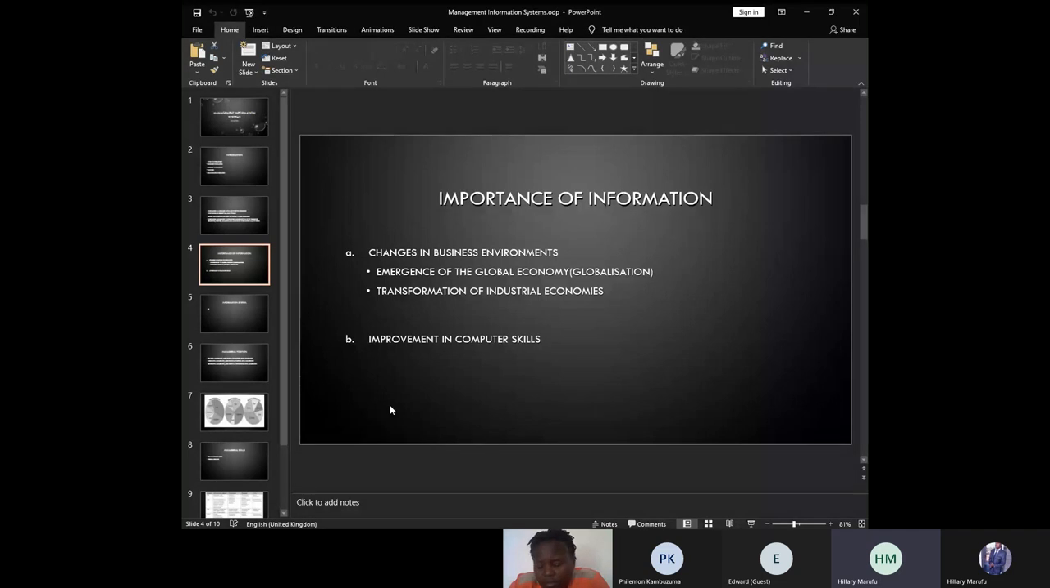But now with the emergence of technology, with improvement in technology, we now have various fields of expertise. In an organization now, you need systems analysts, network administrators, network technicians, database administrators, engineers, requirements engineers. So computer skills now become more important so that we add value to the information system.